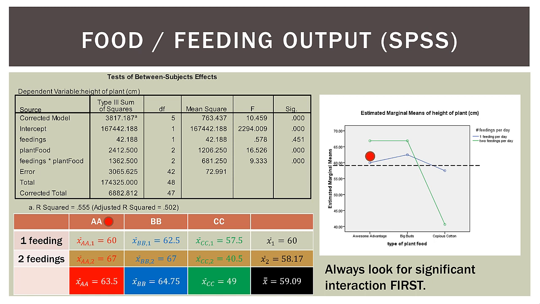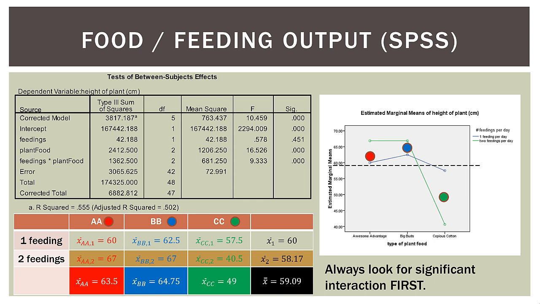So again, that's the mean of those 2 points that make up the AA column. For BB, for big buds, we had a column mean of 64.75. So we'll go ahead and put that there. So again, that's the mean of those 2 cell means. And then for food CC, same idea. It is there. So again, those are our column means. So those are the means of the 2 points that make up each column.